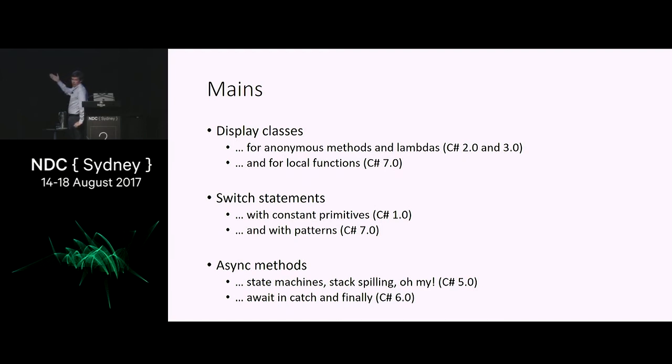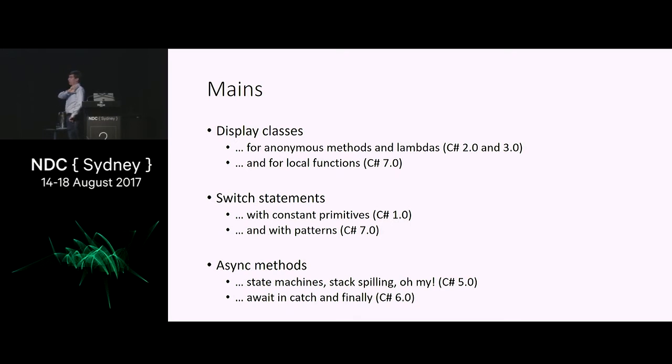Switch statements have also grown a lot over the years. Like now in C# 7, we have pattern matching support, and we also have async methods over here, which got a little bit of a revamp in C# 6, because now you can await inside catch and finally blocks. So I think they're all very appetizing, but let's just do a little vote here.